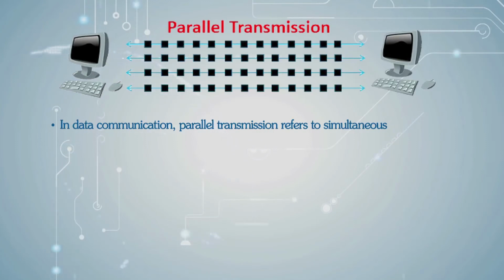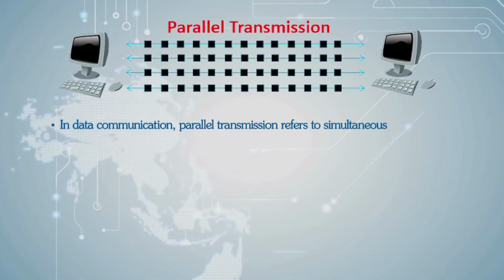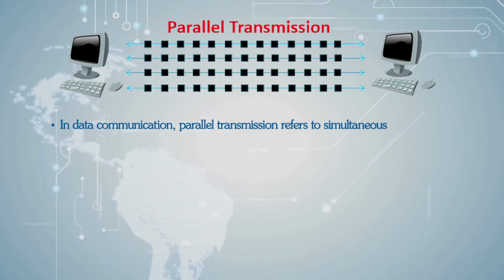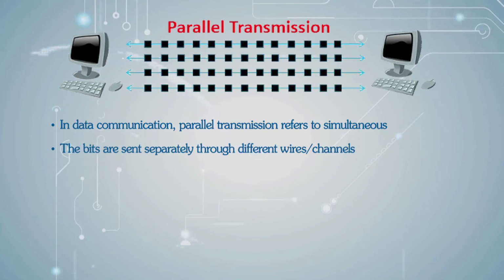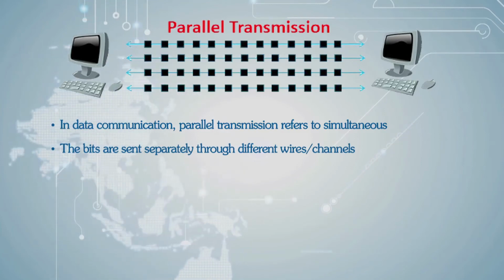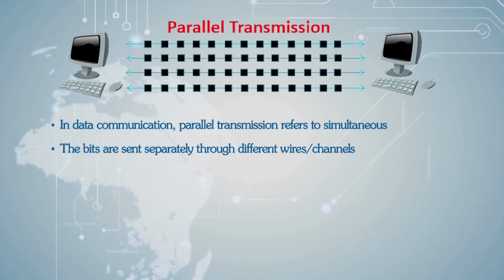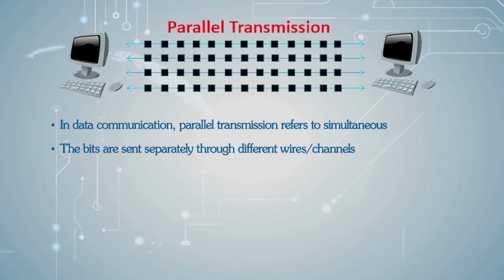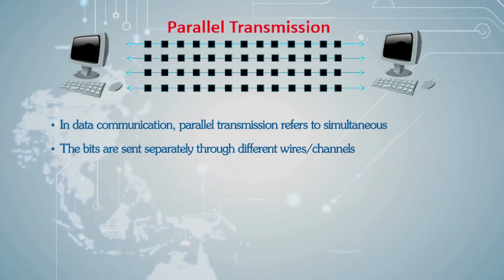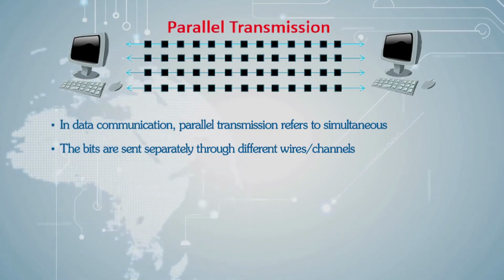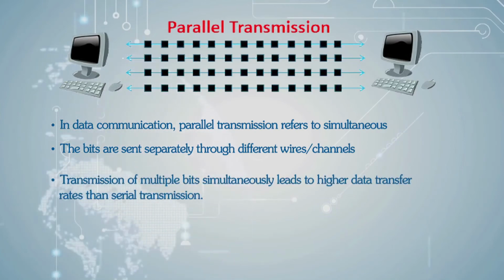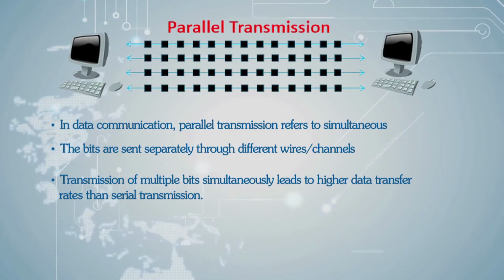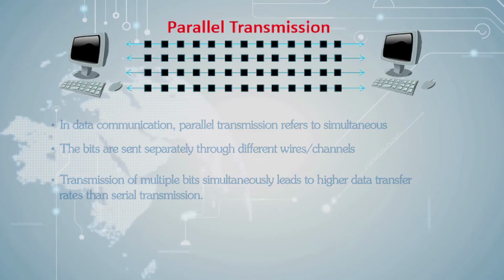In data communications, parallel transmission refers to simultaneous transmission of a signal or data. You can send many bits. Data bits are sent separately through different wires and channels. Suppose I want to send 100 bits, 120 bits, 500 bits separately at a time, then you require so many wires in the system between devices. Transmission of multiple bits simultaneously leads to a higher data transmission rate than serial transmission.